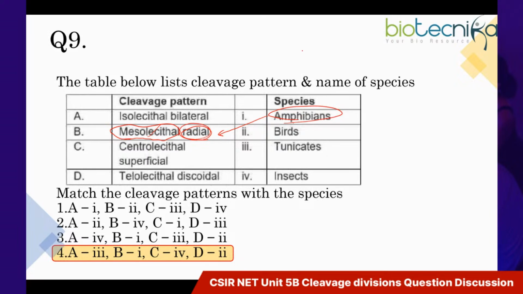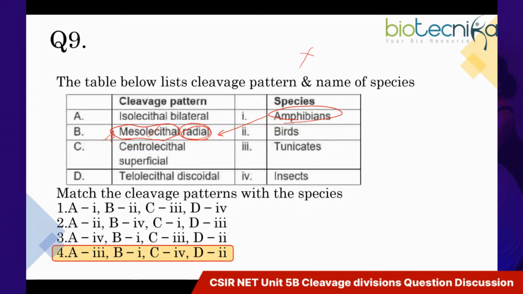Here they haven't mentioned holoblastic or meroblastic. They have only mentioned the subcategory. So don't think of this one as meroblastic. This is mesolecithal, which refers to the type of yolk content. Yes, Surendra, Aishwarya, Anupam, your answer is right.